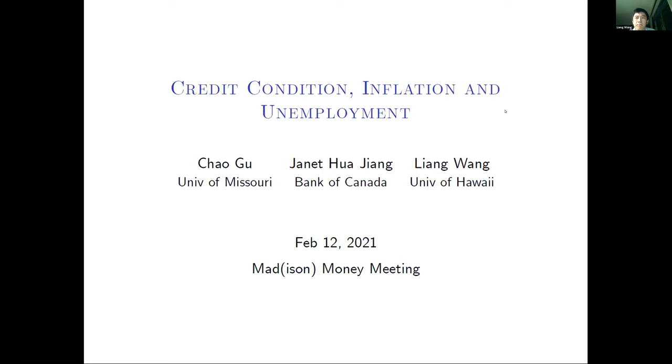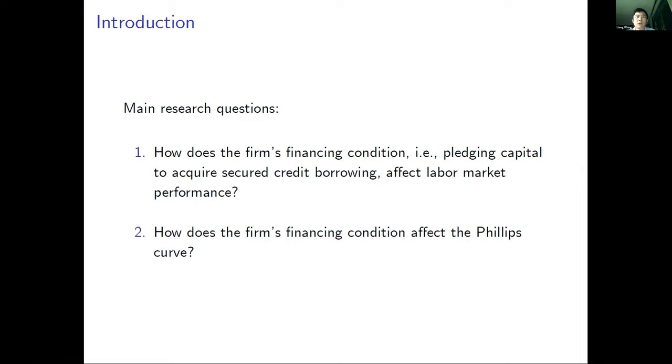So the main research question for this project, we're trying to answer two questions. The first one, we're trying to see how does the firm's financing condition, in particular firms being able to pledge capital to acquire secured credit borrowing, affect the labor market performance? And second, we want to look at how does this firm's financing condition affect the Phillips curve? That's the trade-off between inflation and unemployment.